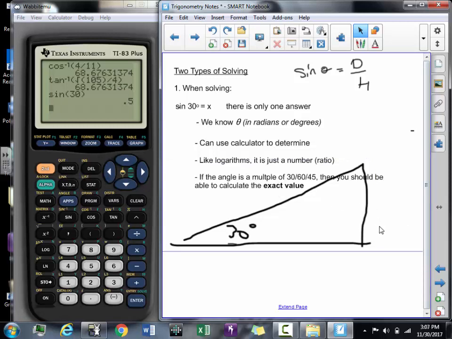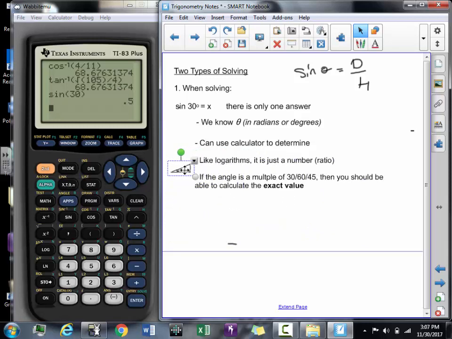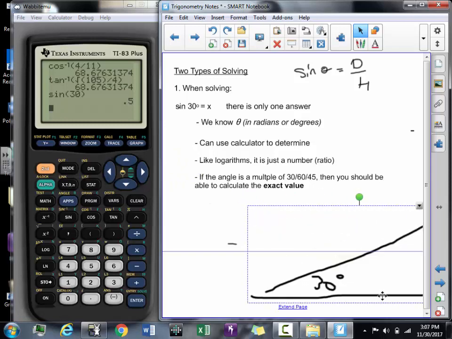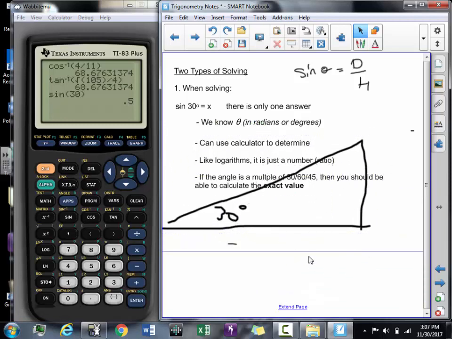Well, no, because if I make it twice as big, then this is twice as big and this is twice as big. But the ratio between sides is still the same. So it doesn't matter whether I have a very, very small triangle that has 30 degrees in the corner or whether they have a very large triangle with 30 degrees in the corner.